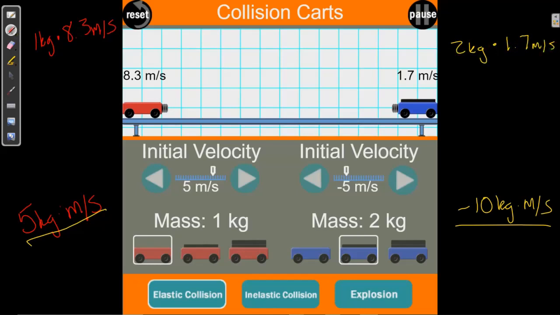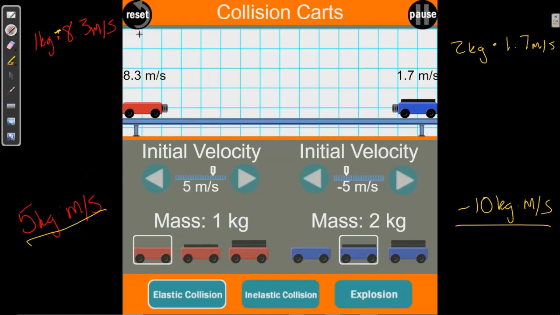And actually, this is negative 8.3 because it's moving in the wrong direction. So that's going to be negative 8.3, and then 2 times 1.7, and then negative 8.3 plus that number is going to give us -5 kilograms times meter per second. These are rounded numbers, so it technically comes out to -4.9. But this shows us that momentum and kinetic energy in this case were conserved.